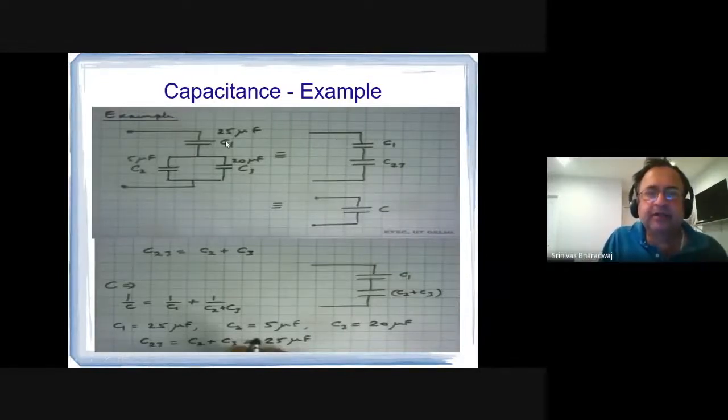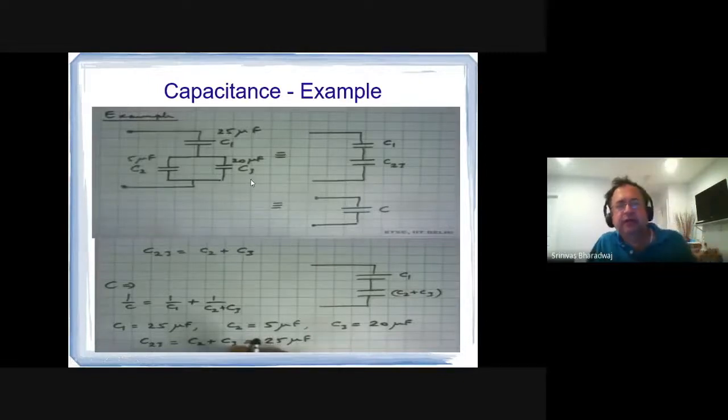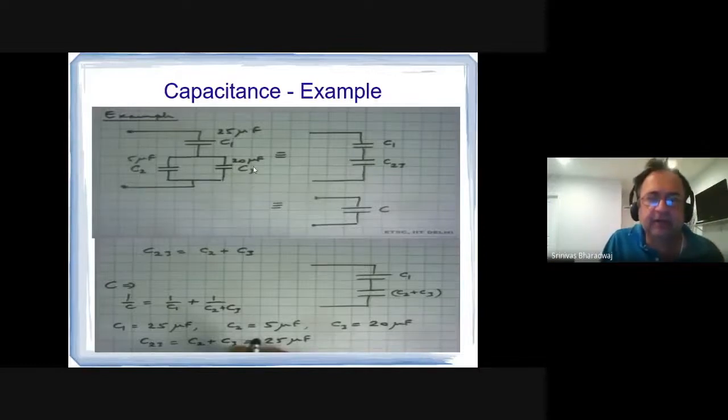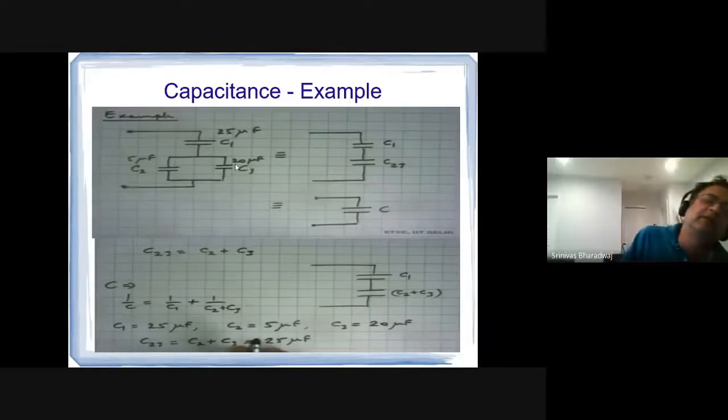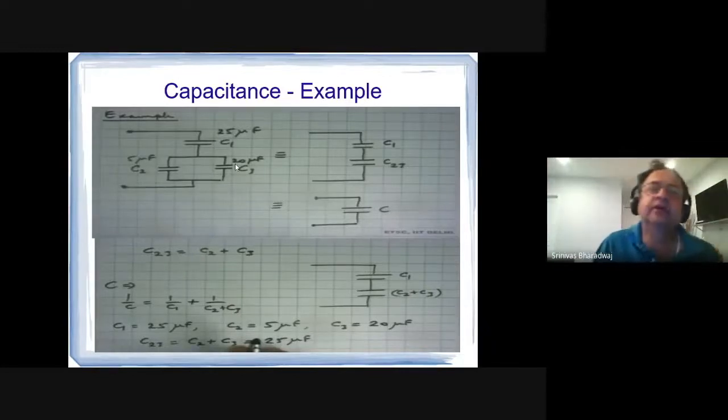This capacitance has C1, and this has C2 and C3. So in these cases, you first replace these two, C2 plus C3. The capacitance of this is merely C2 plus C3, that is merely 25. So this is 25, and then you replace C2 and C3 with another 25. So 1 by 25 plus 1 by 25 equals 1 by C, right? And 1 by 25 plus 1 by 25 is 2 by 25. So the net C will equal 25 by 2, right?